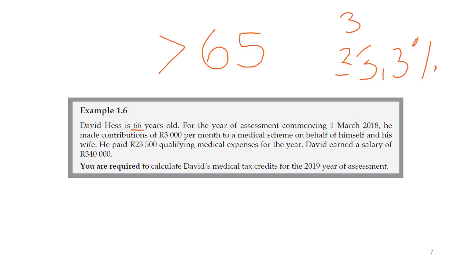And he paid 23,500 qualifying medical expenses for the year, and his salary was 340,000. And what we have to determine is David's medical tax credits. Now, just remember the medical tax credits, we have 2. We have Section 6A and we have Section 6B.